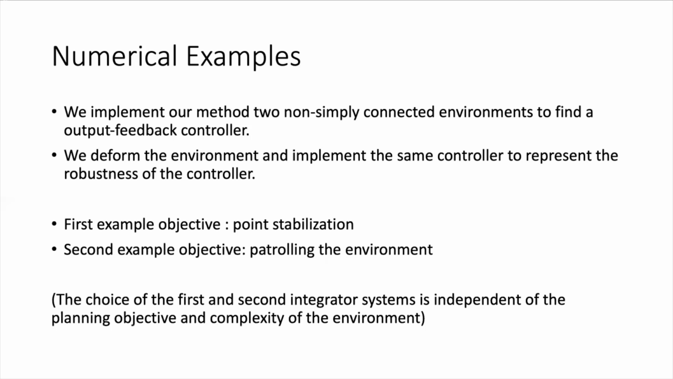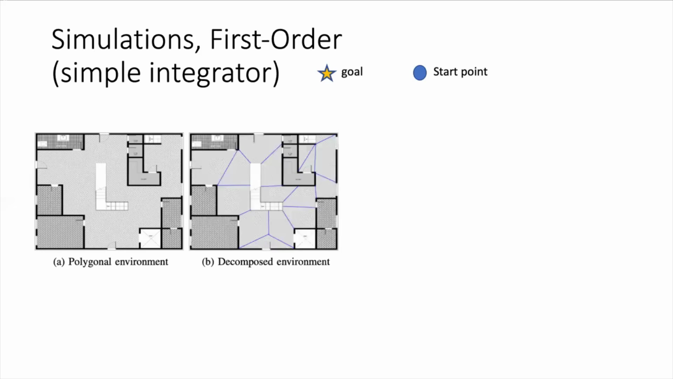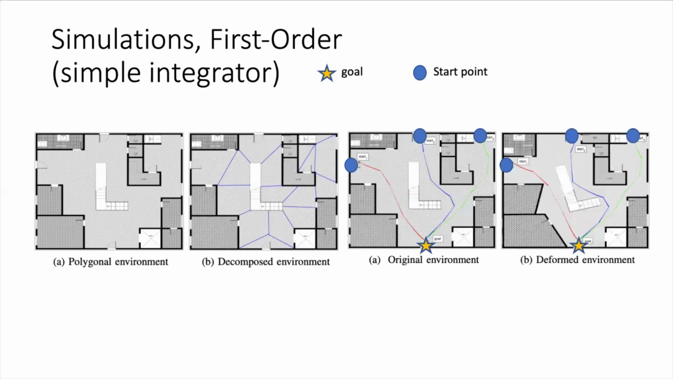Note that the choice of first- or second-order integrator system is independent of the planning objective and complexity of the environment. In our first example, we have a polygonal environment with first-order systems. We then decompose the environment into a number of convex cells, and starting from three different start points, we drive the agent toward the goal point while satisfying the safety and stability constraints. Then we deform the environment significantly and drive the agent toward the goal with the same controller without replanning.